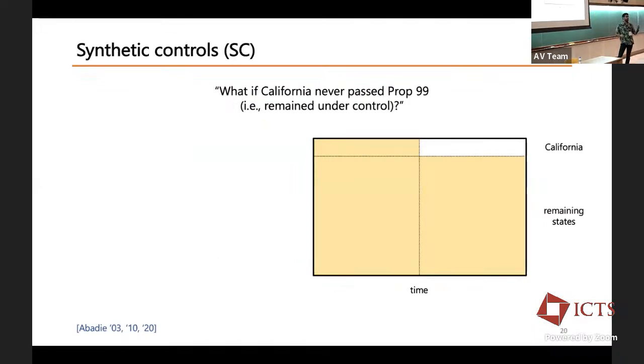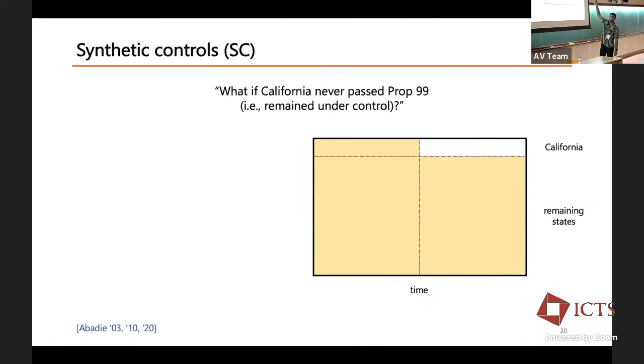There's another idea that comes from econometrics called synthetic controls. It was proposed by Alberto Abadie in 2003, and there's been a whole literature about it since. It asks counterfactual questions, like, what if California never proposed Prop 99, which is a legislation on tobacco?